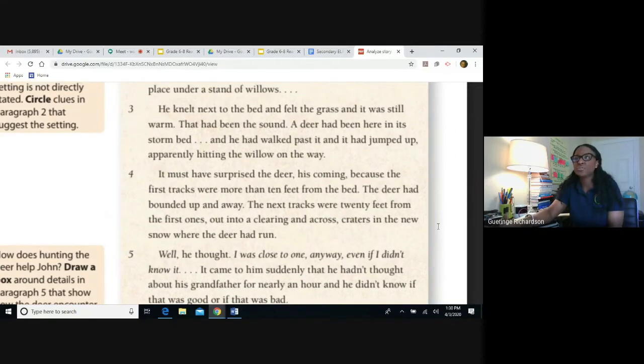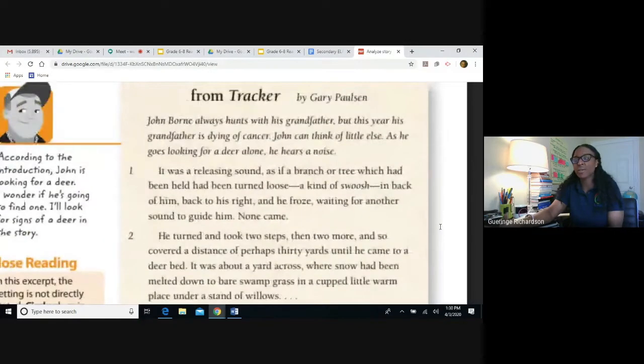So the first 2 paragraphs that you all read gave a lot of information. But what we didn't talk about was this top portion right here, and I didn't want to read it until after. So I'm going to read it now.